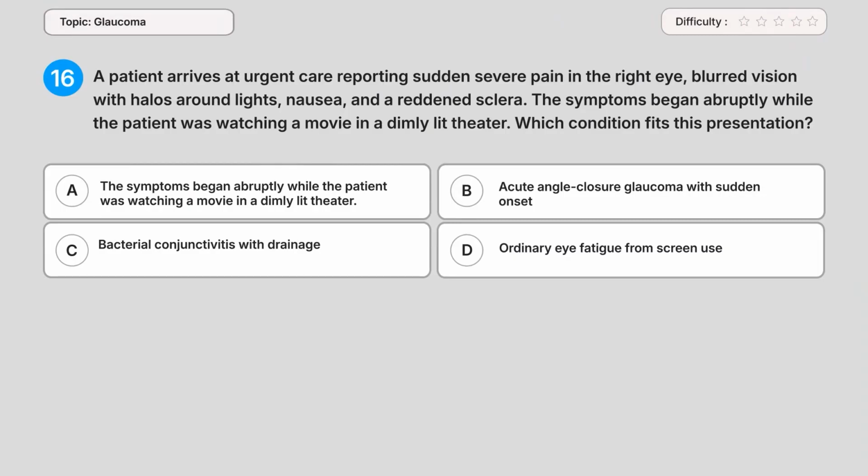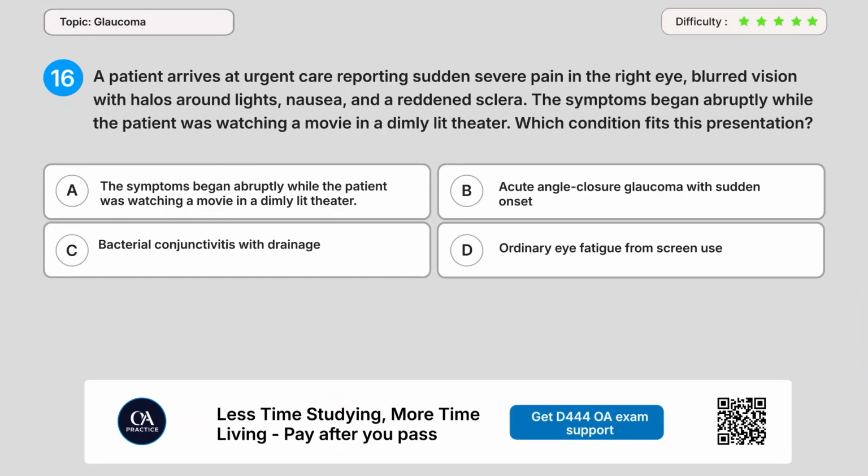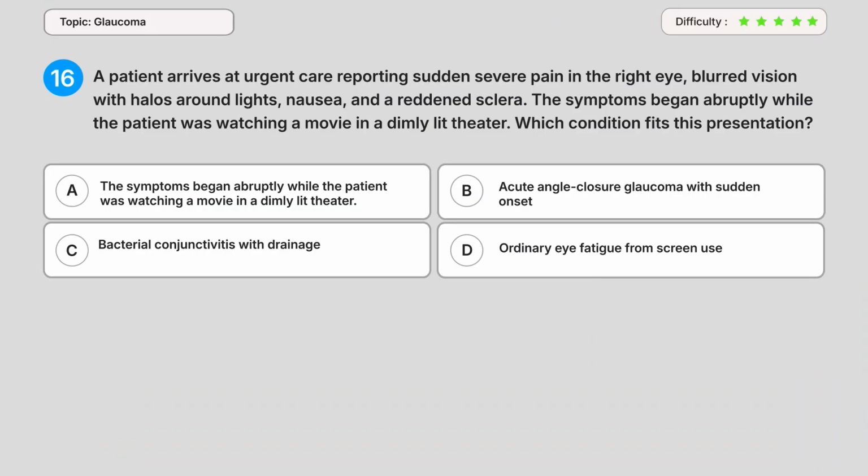Question 16. A patient arrives at urgent care reporting sudden severe pain in the right eye, blurred vision with halos around lights, nausea, and a reddened sclera. The symptoms began abruptly while the patient was watching a movie in a dimly lit theater. Which condition fits this presentation?